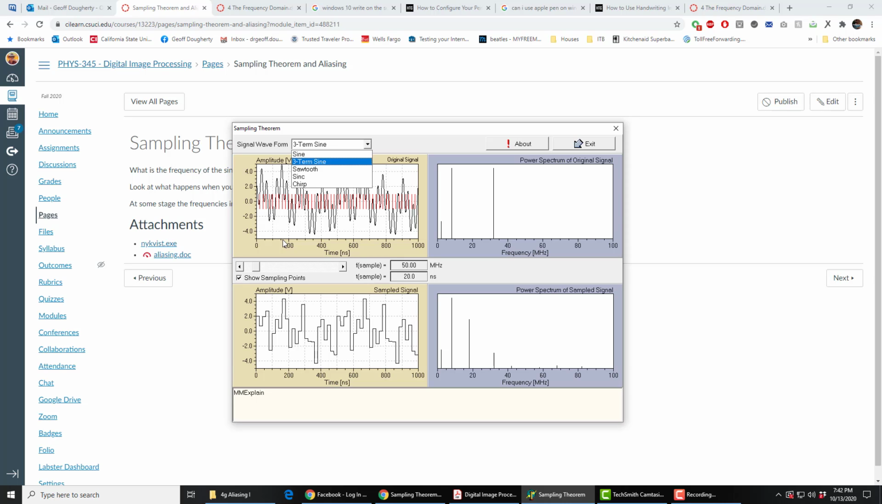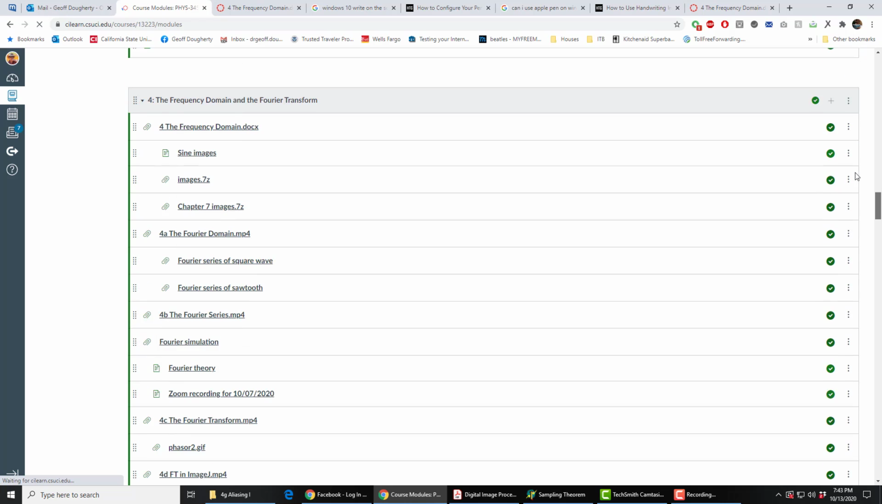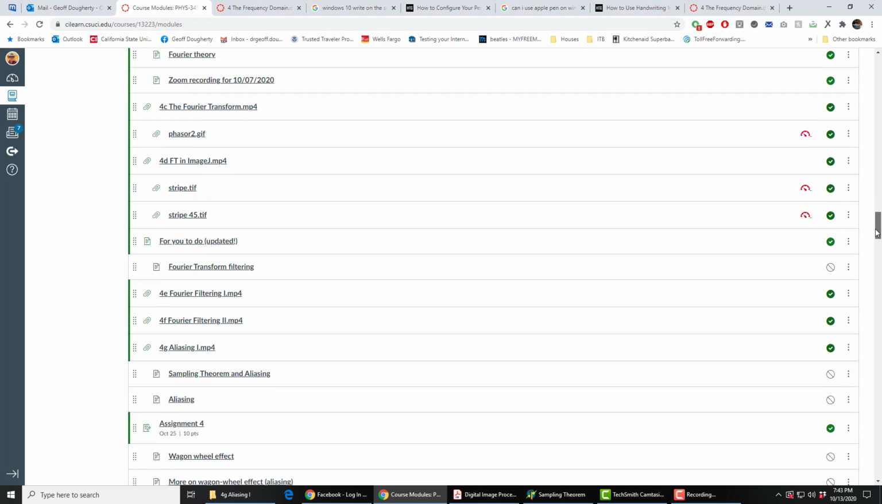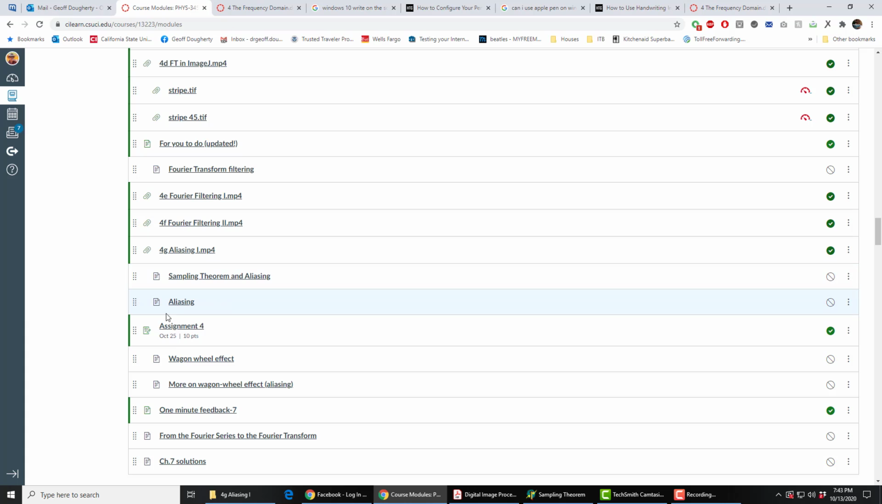Our sampling frequency is 30 frames per second. So I want you to look at module 4 and be sure you've covered everything in there, including these, and look at the wagon wheel effect. And also if you could do activity 7.5 from the book.